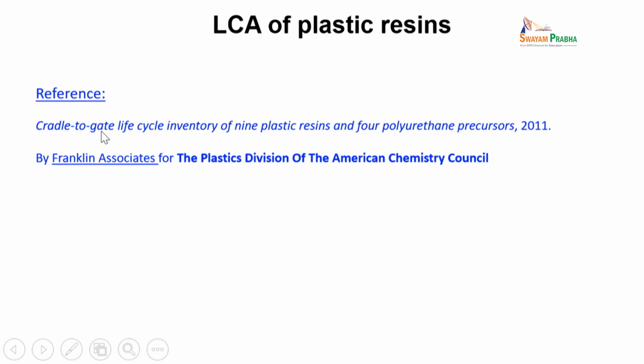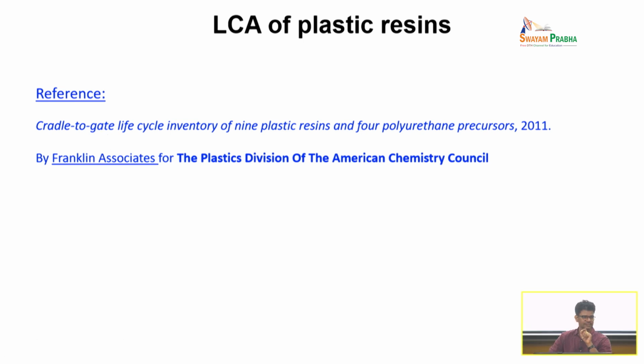So cradle to gate. What is cradle to gate? What does cradle to gate mean? Raw material to product. So here what is a product? The product is just a resin, not the product you make with resin. As per this particular case, cradle to gate means raw material to the plastic resin. That's where you stop. You don't look at what happens to the resin, what is made of the resin.